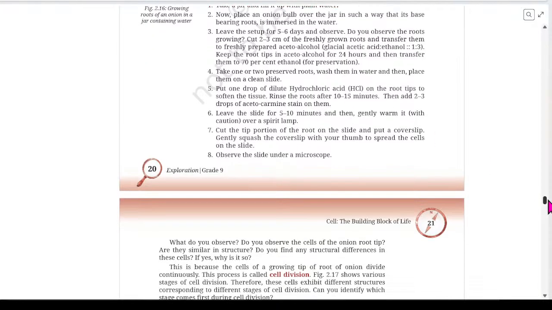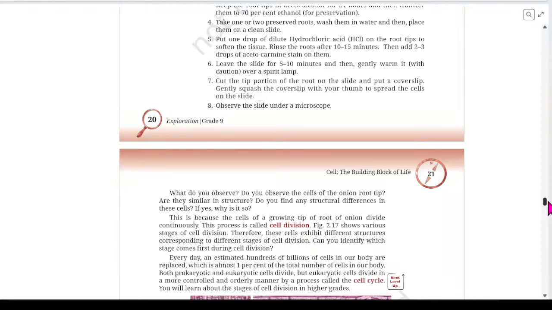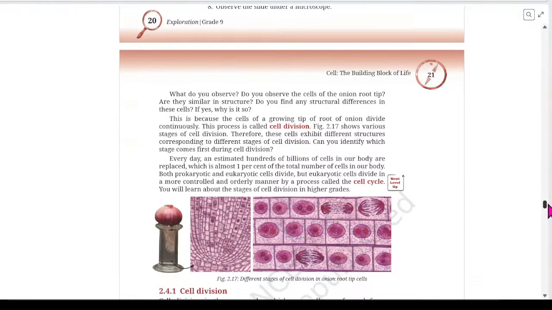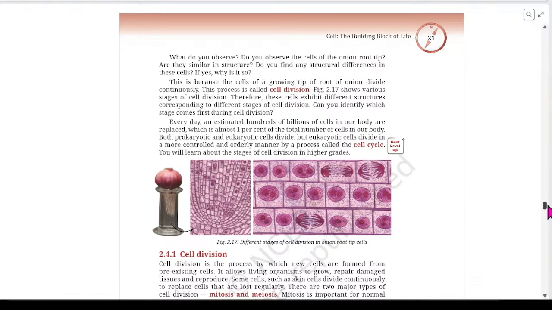Cut the tip portion of the root on the slide and put the cover slip. Gently squash the cover slip with your thumb to spread the cells on the slide. Observe the slide under the microscope. What do you observe? Do you observe the cells of the onion root tip? Are they similar in structure? Do you find any structural differences in these cells? If yes, why is it so?